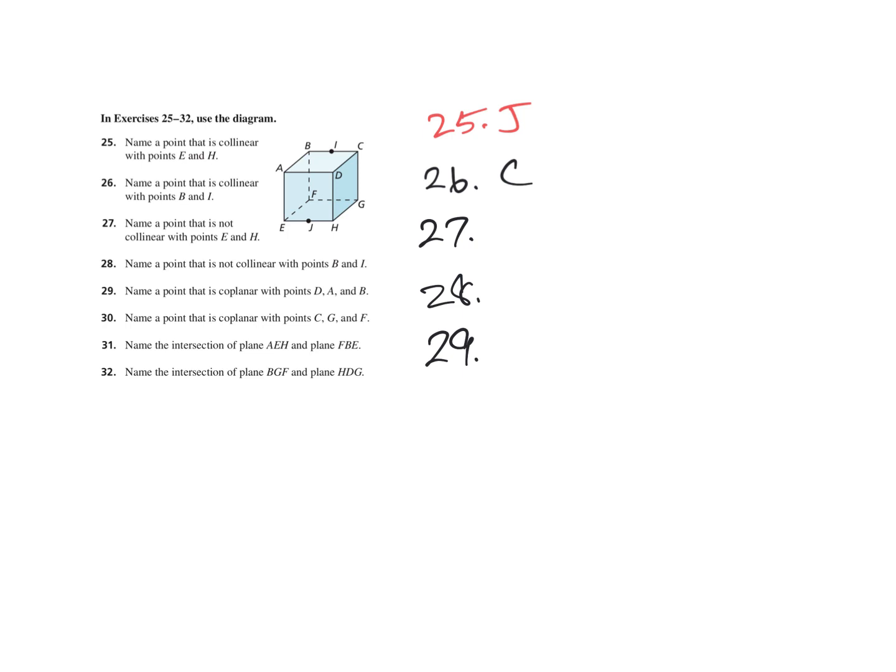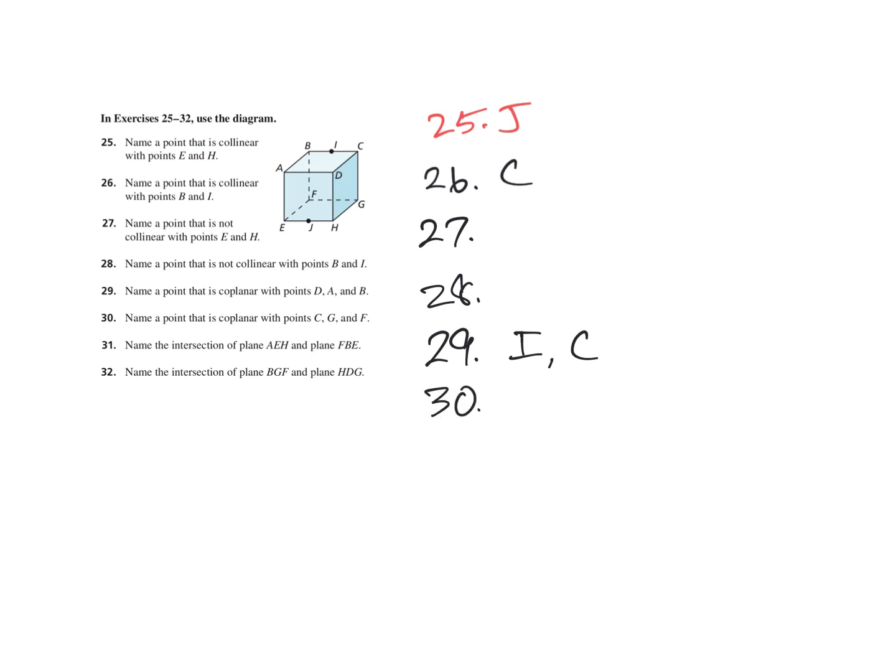29. Name a point that is coplanar with points D, A, and B. So the plane DAB would be this top of the box. All right, so it has to be on the top of the box. So I and C are the answers for the points that are coplanar with D, A, and B. And 30.